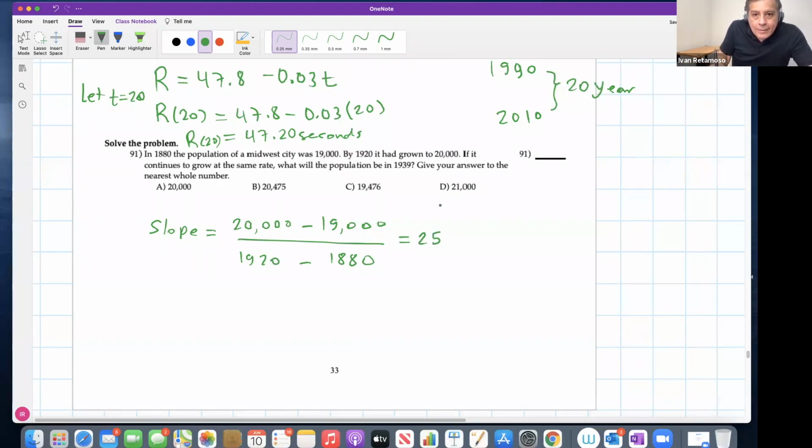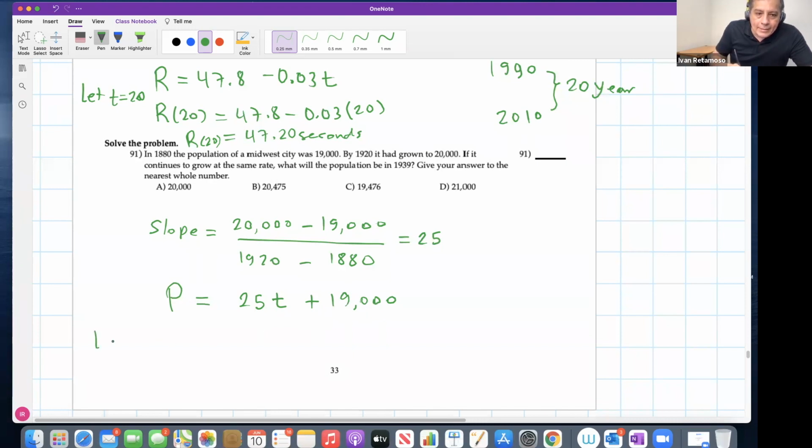Now they say, if it continues to grow at the same rate, what would be the population in 1939? One thing I can say is that the population will go like this: 25 of growth per year, and let's say the number of years is measured with T, 25T after T years, plus the initial population, which was this 19,000. Again, this is what it gains in population each year after T years, and this is the original population.